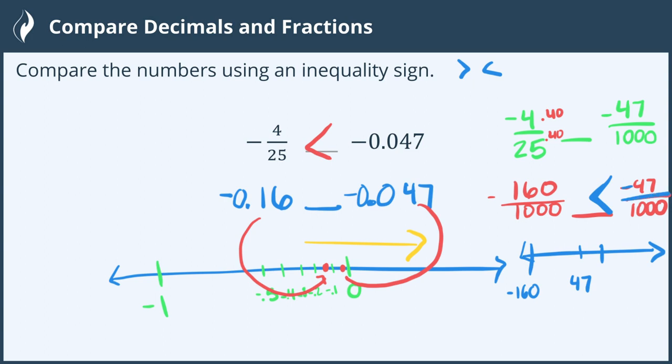Either way, we end up with a lesser than sign, and I highly recommend doing the decimal way because some of the fractions may be a little too difficult to find a common denominator. And we're all done.